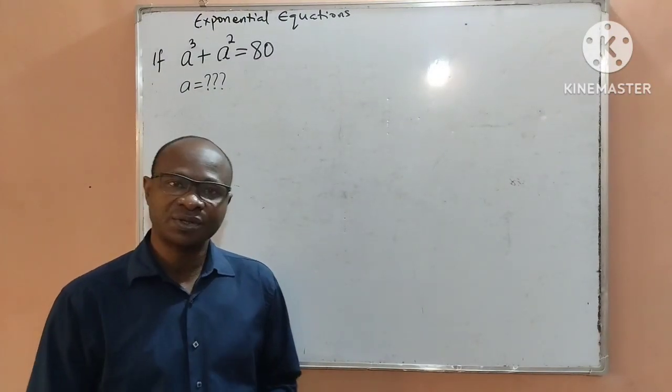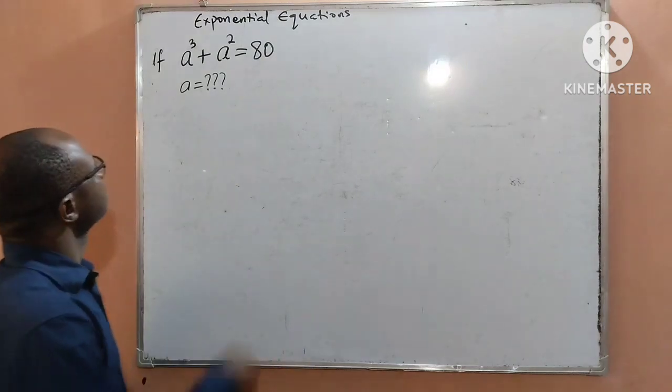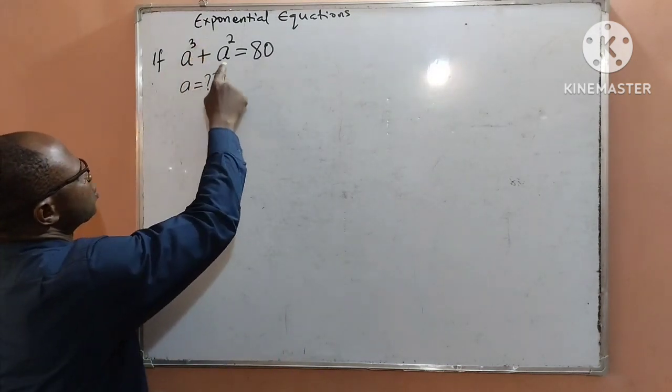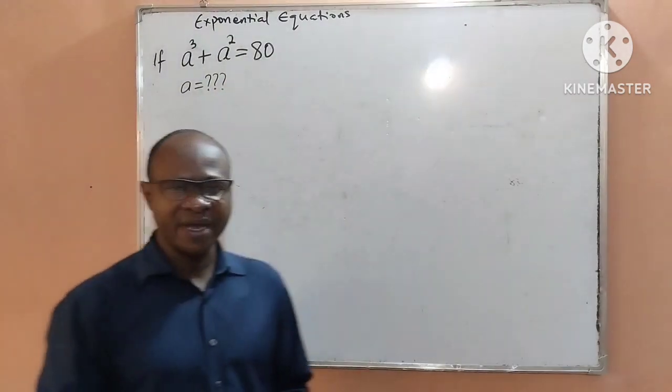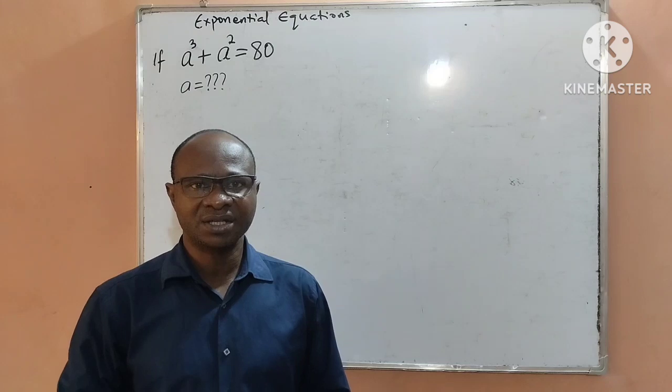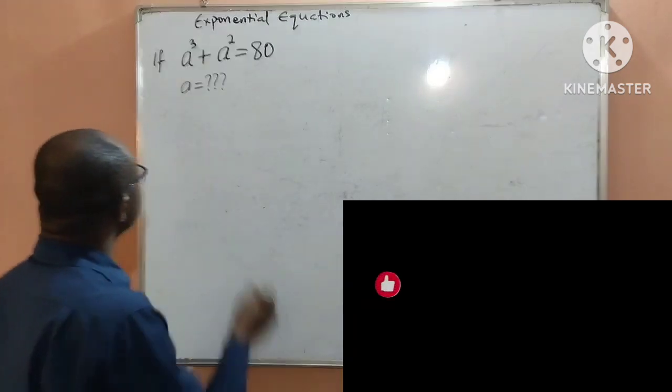Today's mathematics class, we want to take this exponential equation. If a raised to the power 3 plus a raised to the power 2 is equal to 80, what will be the value of a? Please watch to the end. Let us solve it together. Solution.